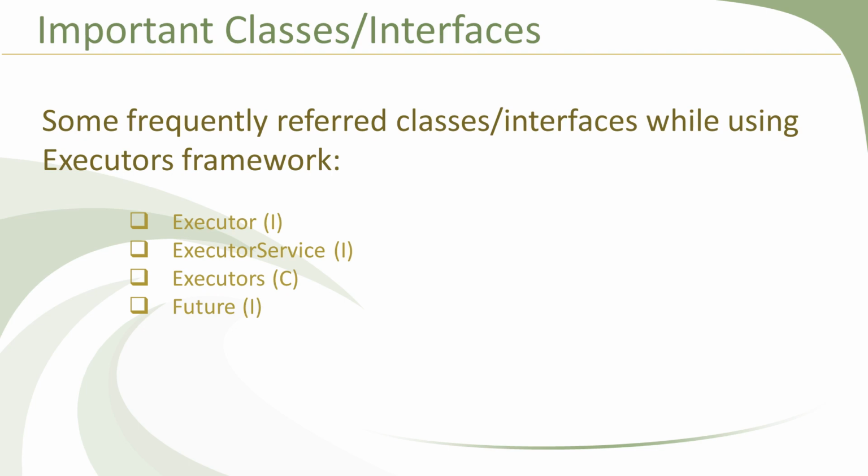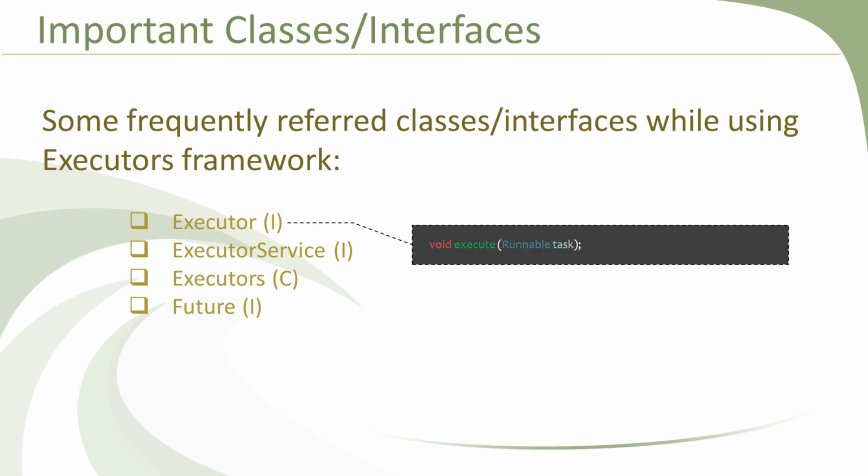The first one is the Executor, which is the main interface in this framework. Its main purpose is to decouple the task submission step from thread creation and running steps. It has only one method, void execute, that takes a Runnable as a parameter.